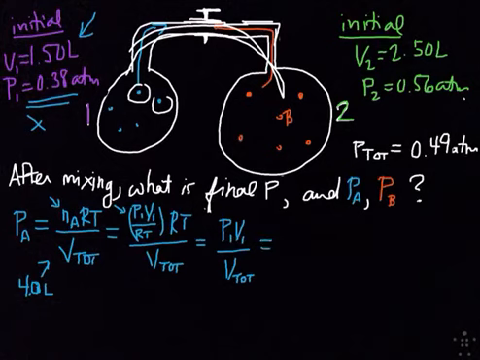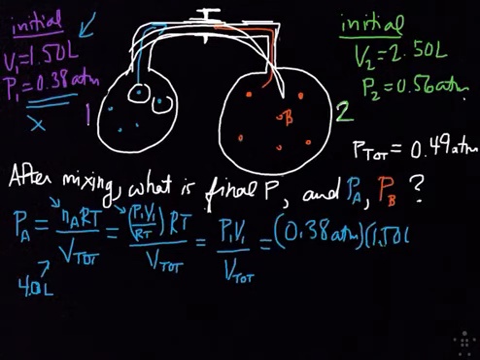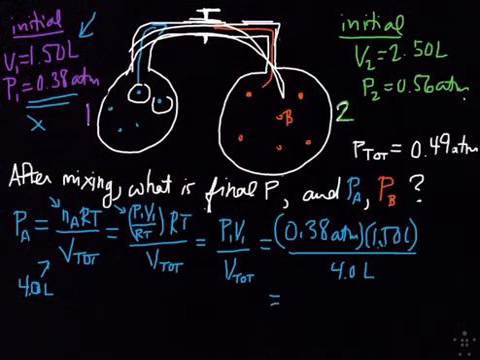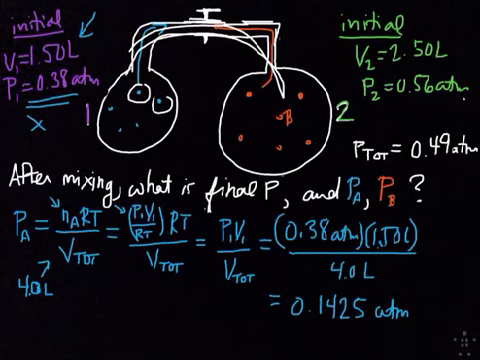So we've got 0.38 atmospheres times 1.50 liters, divided by 4.0 liters. Things are getting a little crazy with my drawing here. So 1.50 liters there, divided by 4.0 liters there. And so I get a partial pressure of 0.38 times 1.5 divided by 4, or 0.1425 atmospheres of my gas A.